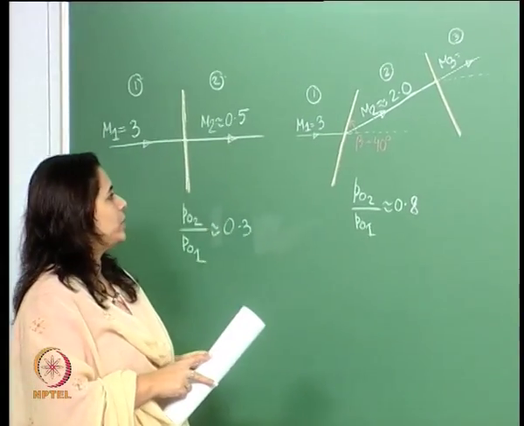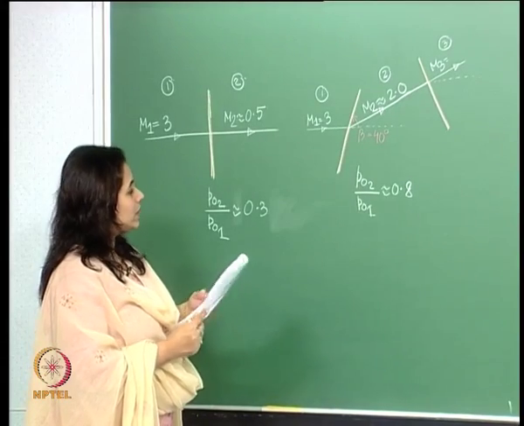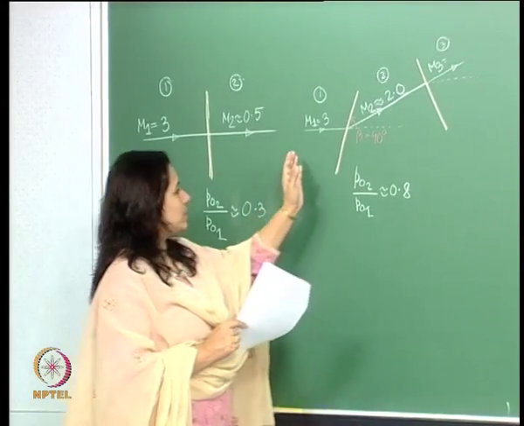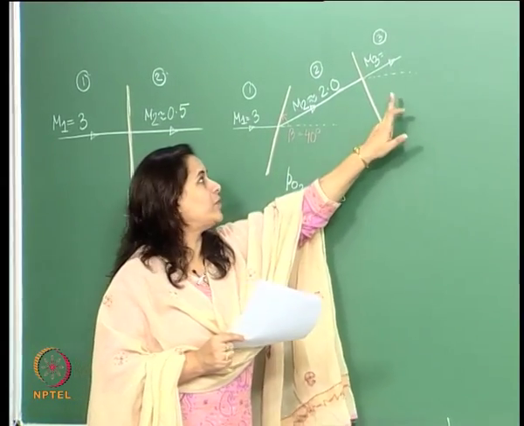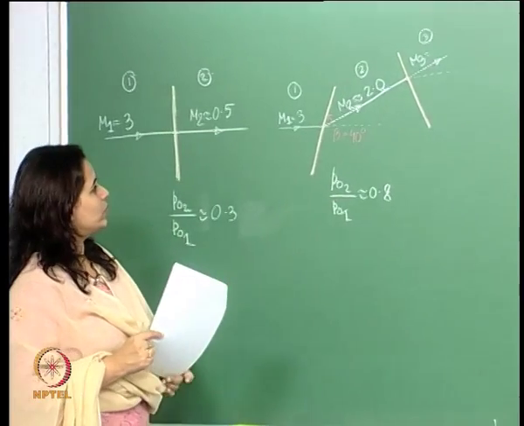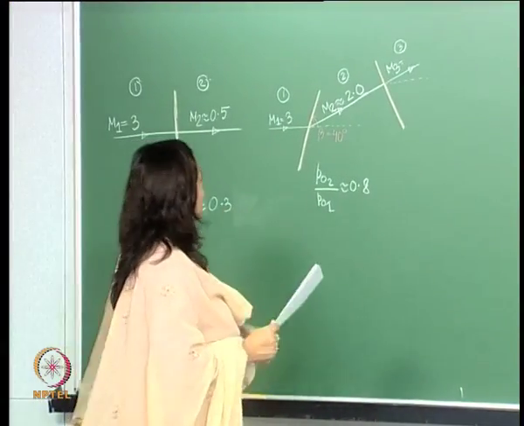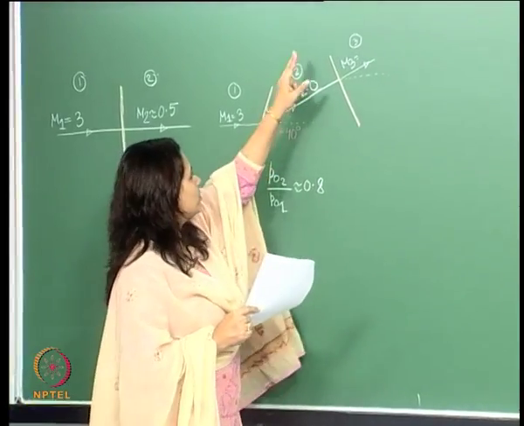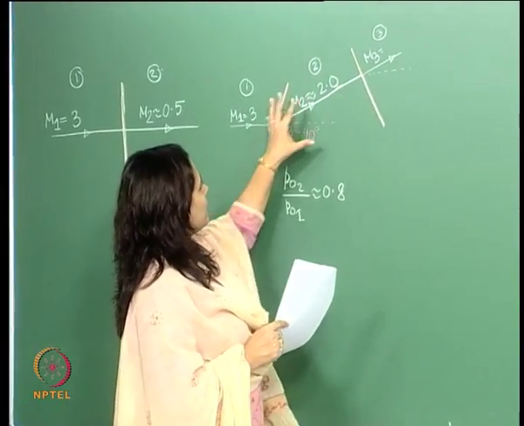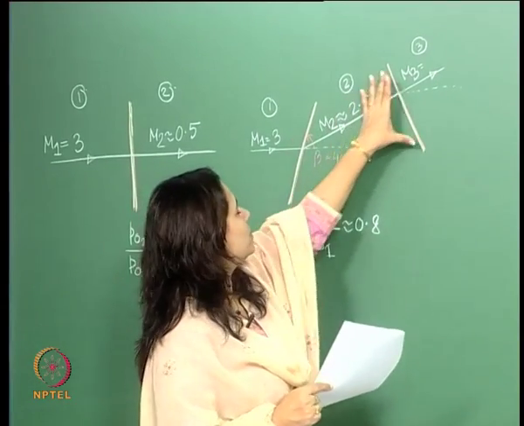Now what we're going to do is pass it through this normal shock and calculate the properties in region 3. This is our final region, and now we'll find out the properties there. Let's go to this next space here. For this normal shock, the incoming Mach number is around 2. So this is the normal shock.